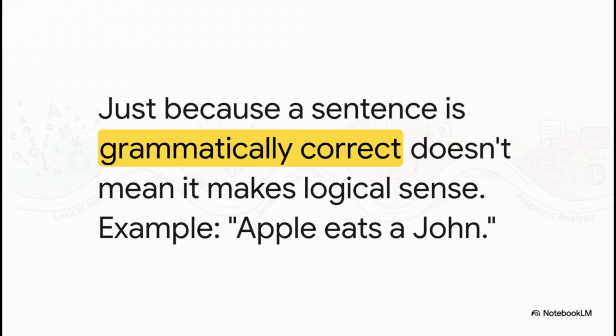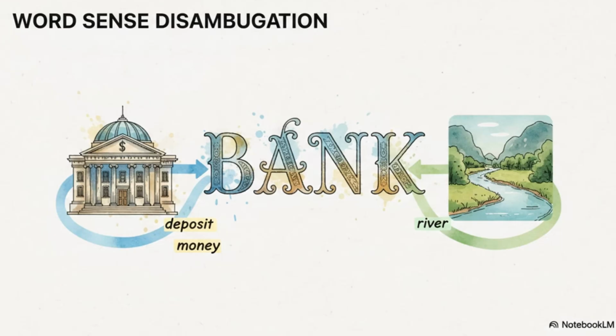This is where semantic analysis kicks in. It checks if the sentence is actually logical, based on the real-world meanings of the words. A really big part of semantics is dealing with words that have multiple meanings. The word bank, for instance. If you say, "I went to the bank to deposit money," the surrounding words, deposit and money, are clues. They tell the machine you're talking about a financial institution. But if you say, "We sat by the riverbank," the word river points to a totally different meaning. Figuring this out is called word sense disambiguation, and it's absolutely essential for true understanding.